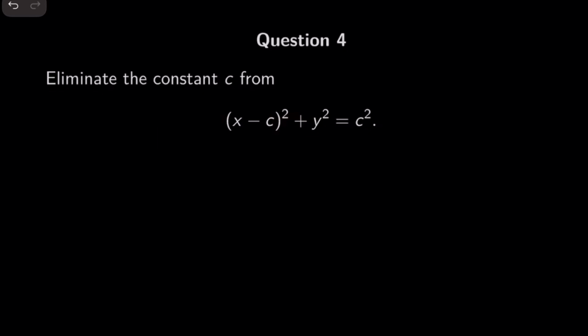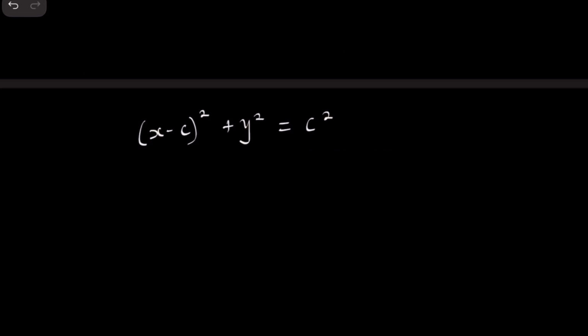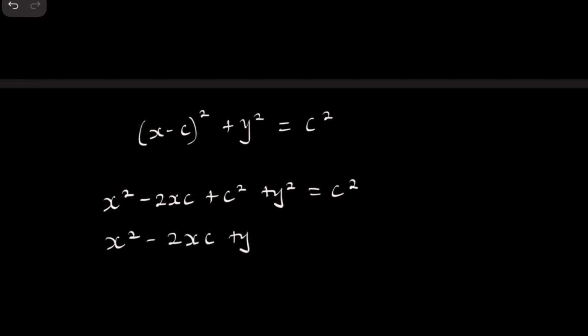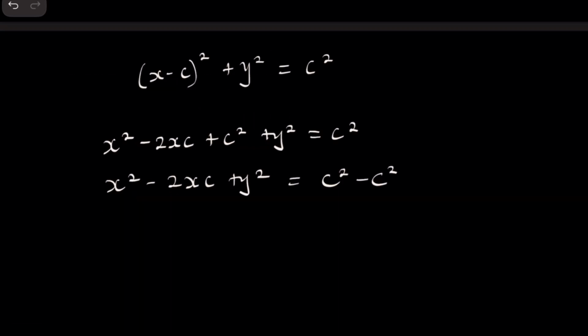With our last example, we have to eliminate the constant c from (x minus c) squared plus y squared is equal to c squared. So let's expand this guy, right? So expanding this guy, we are going to have x squared minus 2xc plus c squared plus y squared is equal to c squared. So that's x squared minus 2xc plus y squared is equal to c squared minus c squared. So the right hand side will go to 0. So we are going to have x squared minus 2xc plus y squared is equal to 0.